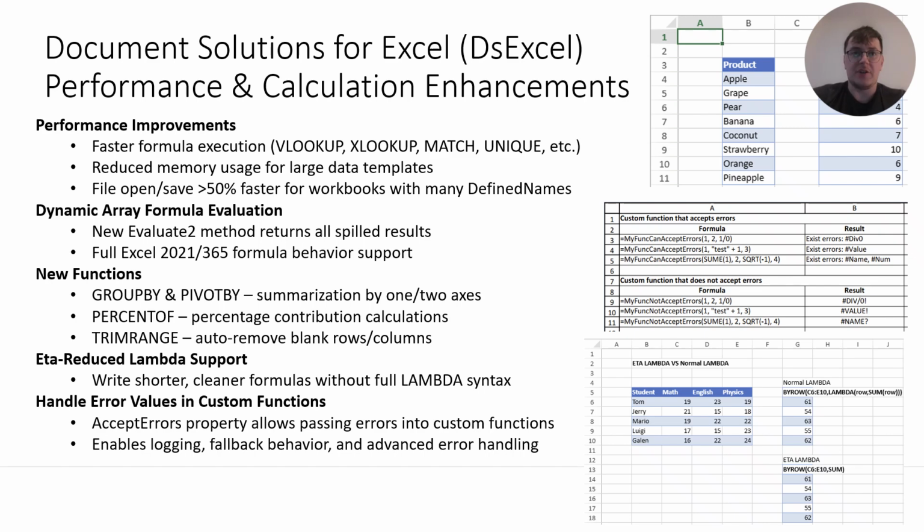In DsXL, let's start with some of the biggest updates, which are all about speed, efficiency, and more powerful calculations. First, performance improvements. We've made major speed gains in common functions like VLOOKUP, XLOOKUP, match, and unique, especially when working with large ranges and mixed data types.